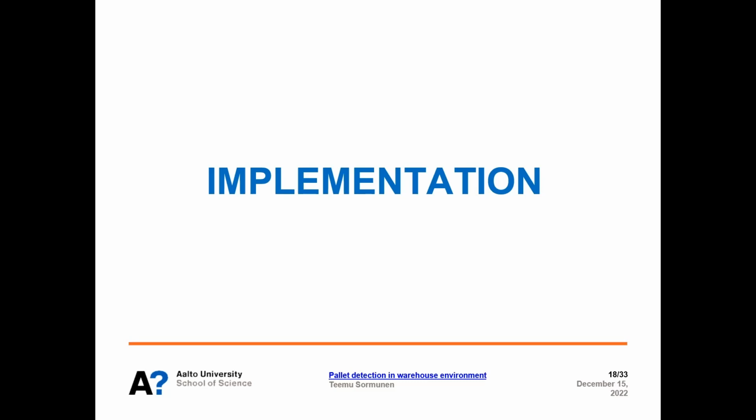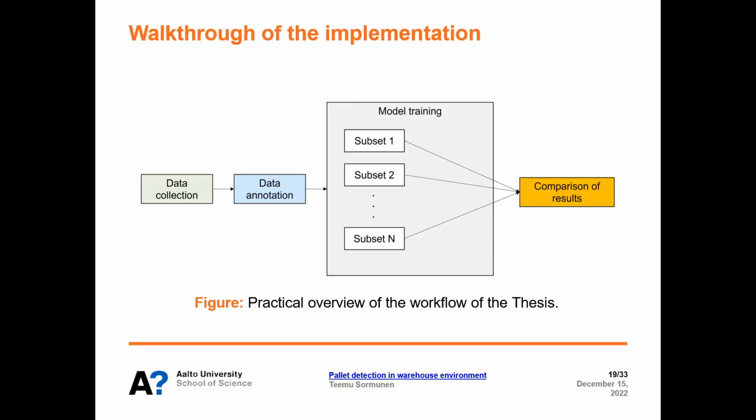Then let's move to the actual implementation details. The walkthrough for the implementation goes as follows. First, we collect the data with a video camera. Then we annotated the data, dividing the workload between each member in the team. Then we divided the data into different kinds of subsets based on the subset size and based on the subset subsampling technique. We trained a model for each of the subsets and compared these models.